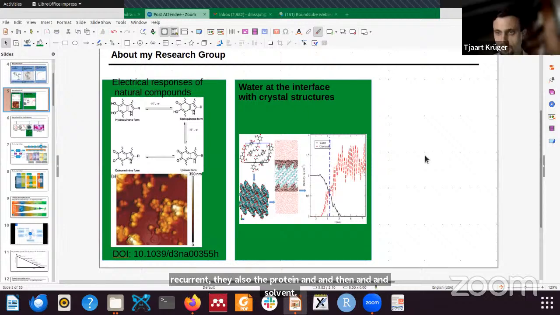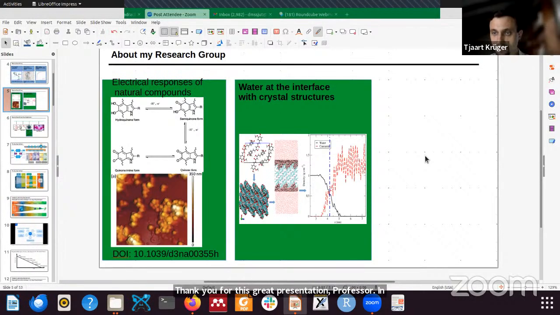Okay, so there's a question in the chat about DFT. Let me read the whole comment. Thank you for this great presentation, Professor. In DFT, solubility is linked to the Gibbs free energy. How do you calculate this in molecular dynamics?